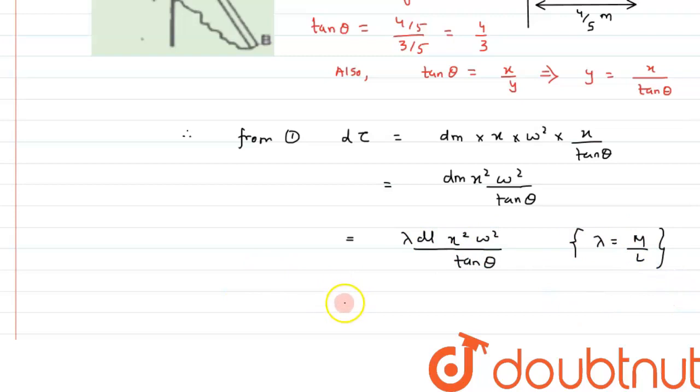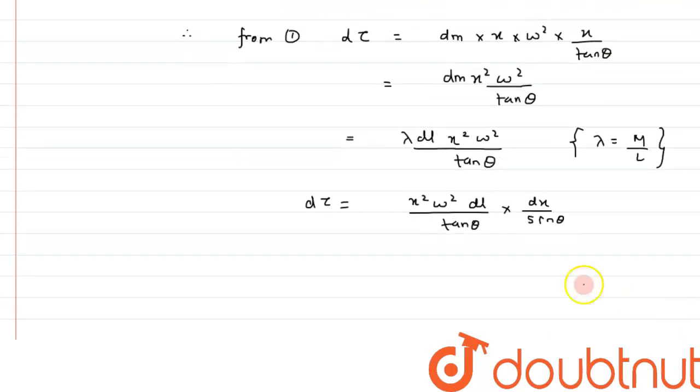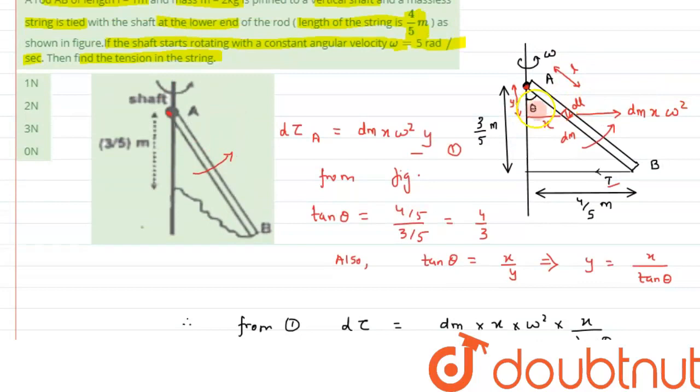Alright, so from here we can see, if we resolve it further, we can say dτ will be equal to x² ω² dl divided by tan θ, where dl can be written as dx upon sin θ. Why? Because if we carefully analyze the given diagram above, the value of sin θ will be nothing but x upon this length, small l.